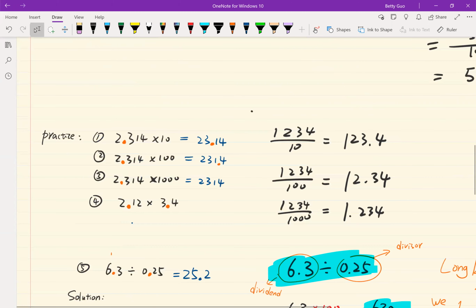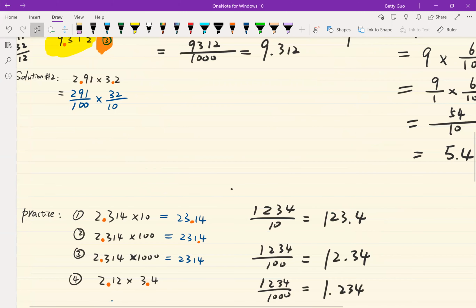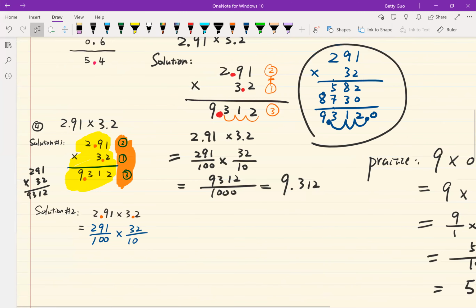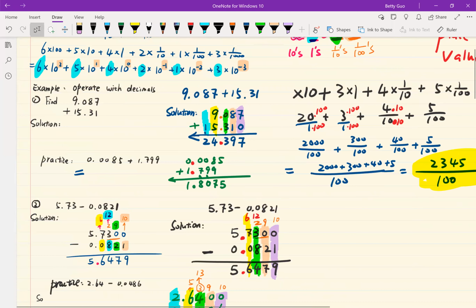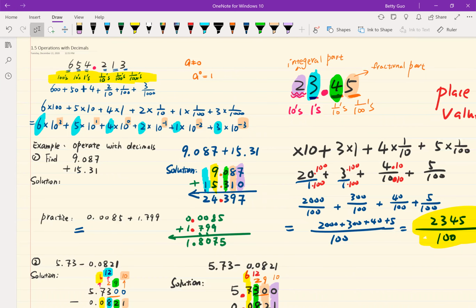Yeah, that basically is everything about decimals. We explained the place value in a decimal, right? And we covered addition, subtraction, multiplication, and division. Yeah. We have 5 more minutes.